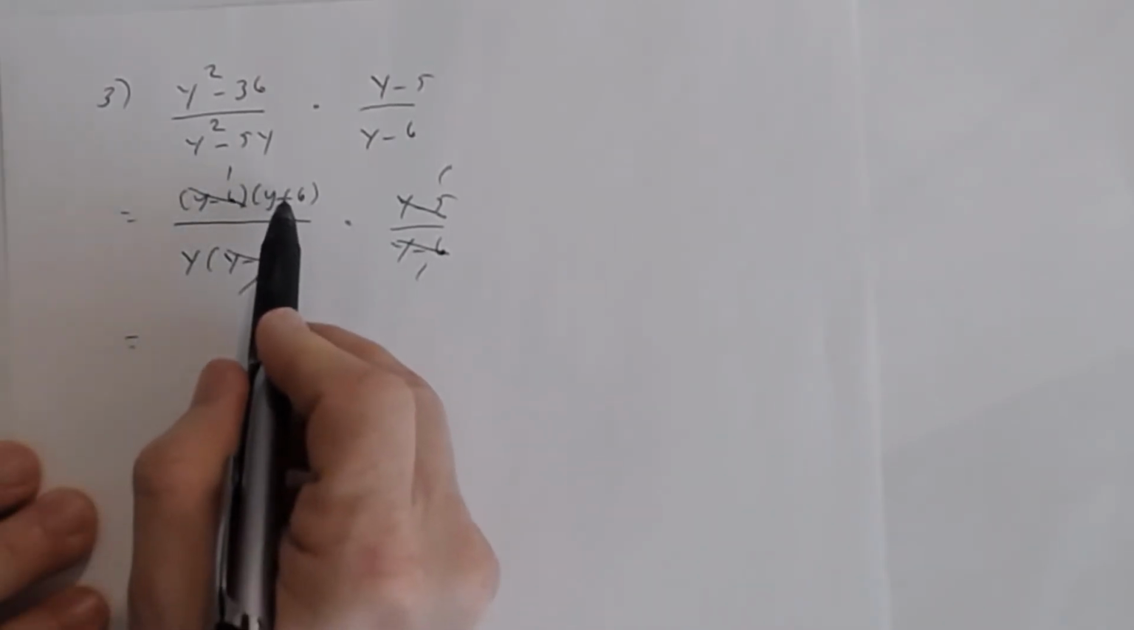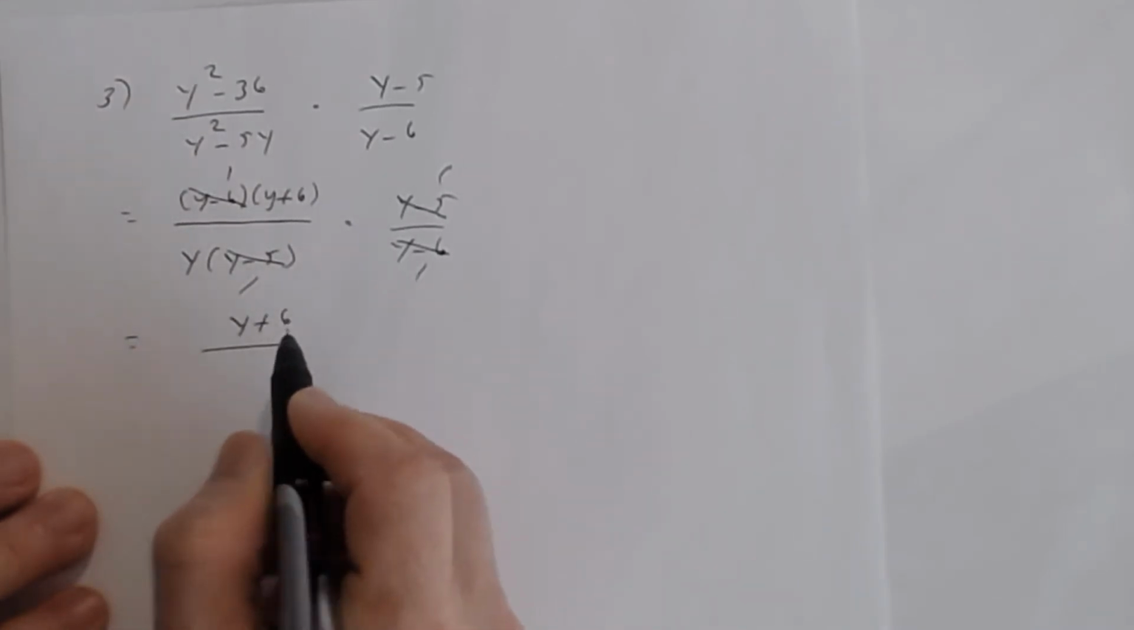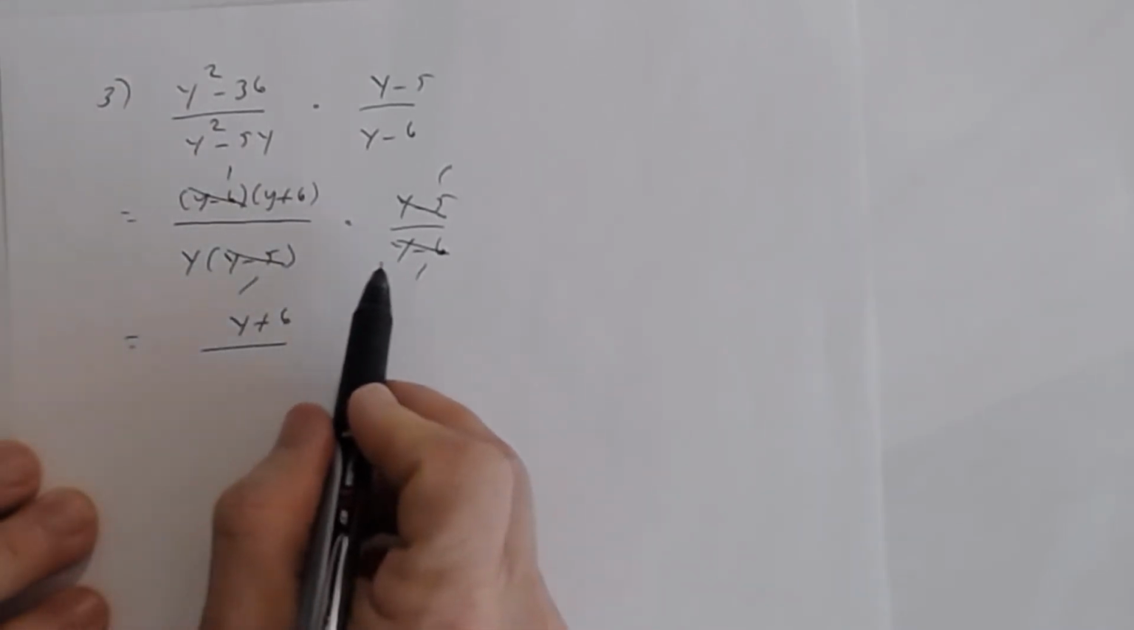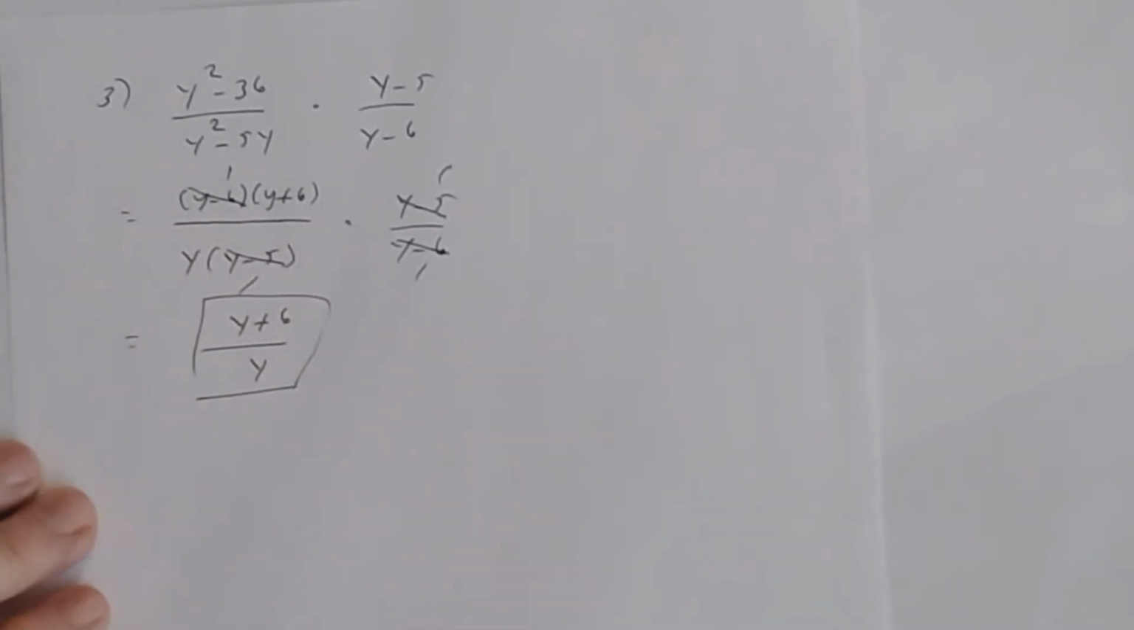You just write the answer. 1 times y plus 6 times 1 is y plus 6. Y times 1 is y. And that's it. Okay, that's your answer.